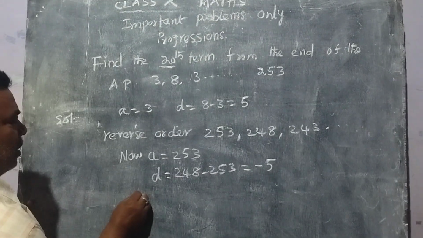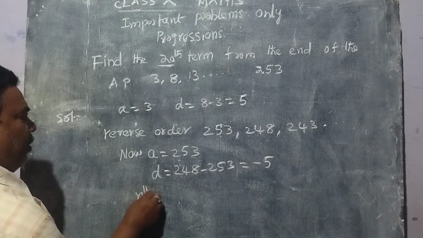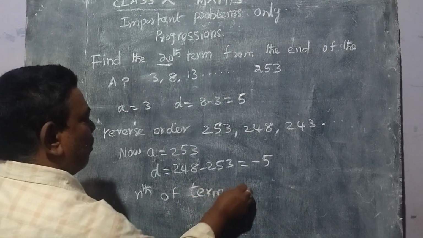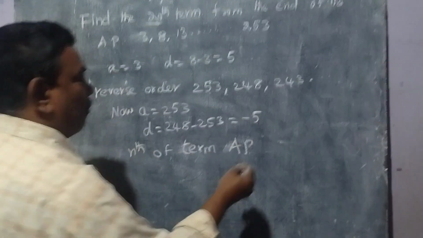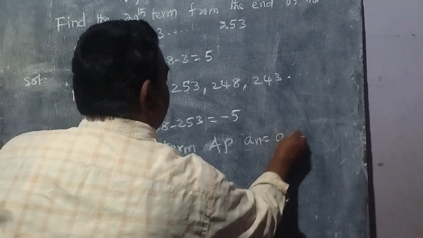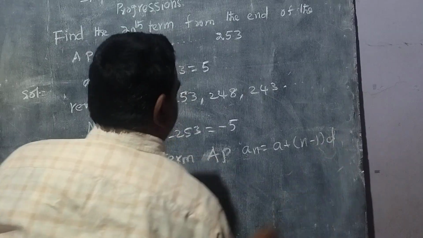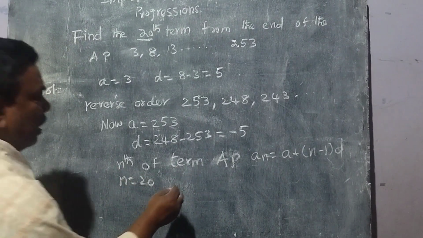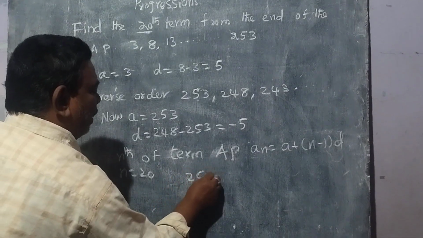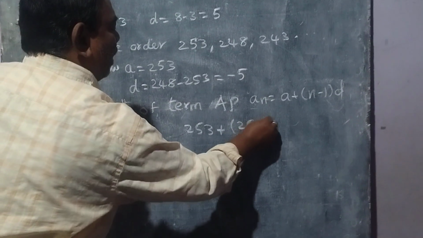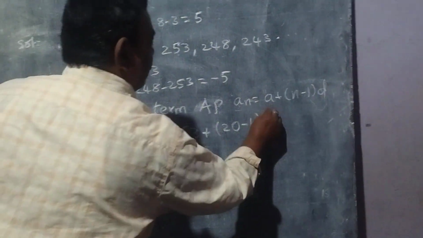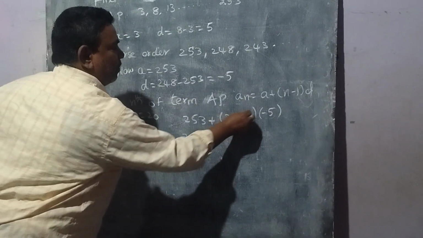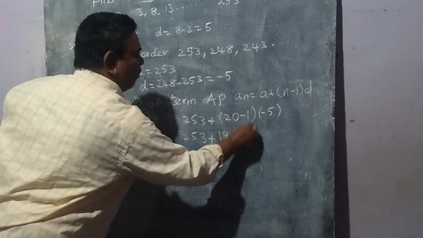You can take the nth term of the AP formula: a_n equals a plus (n minus 1) into d. Here n equals 20. Substitute the values: a value 253, plus n value 20 minus 1, d value minus 5. So 253 plus (20 minus 1) equals 19, into minus 5.